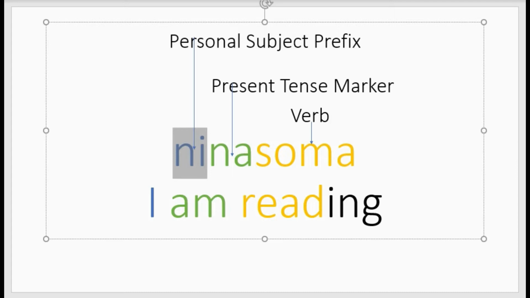But in Swahili, it is okay to use Mimi alongside ni in a sentence. It is very common in Swahili to hear people say Mimi ninasoma. They already use Mimi, which is a personal pronoun, but they still use the personal subject prefix in a verb. Mimi ninasoma kitabu.